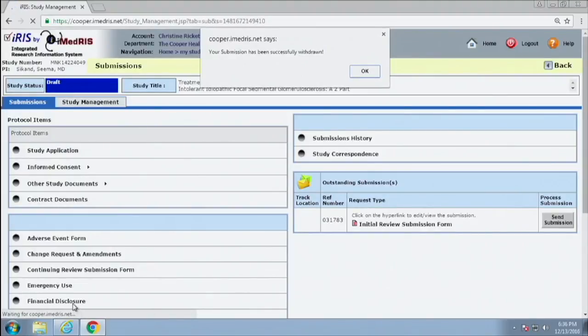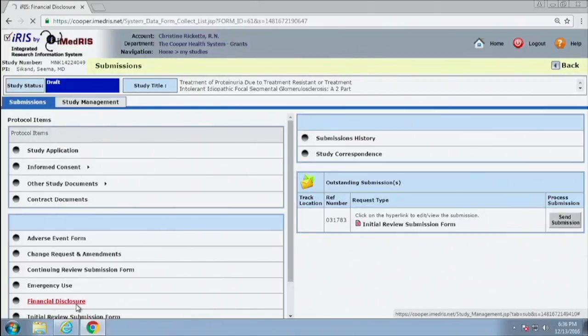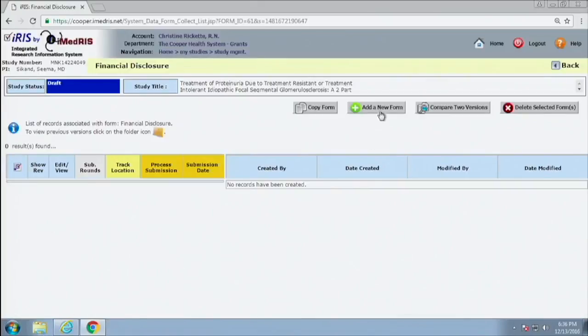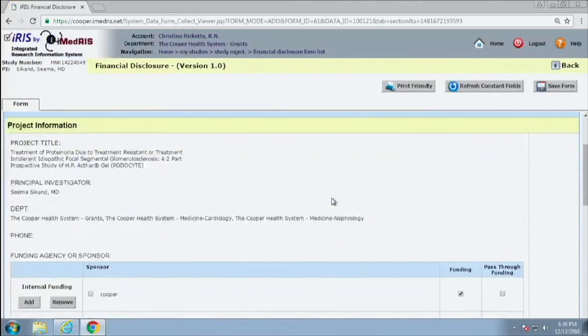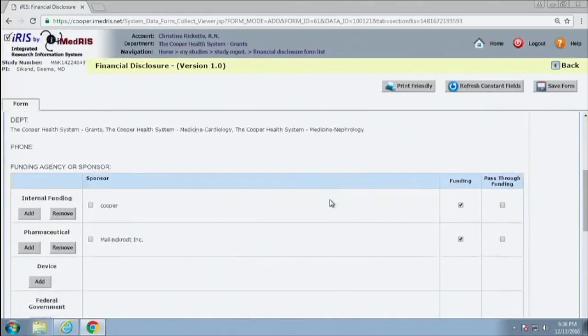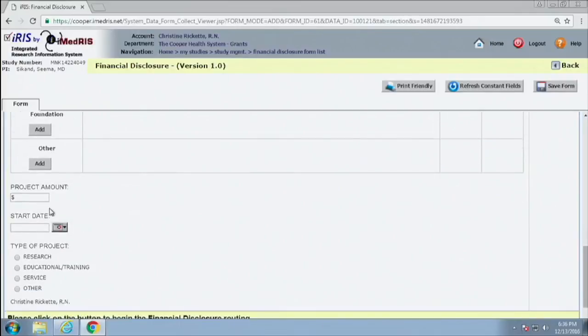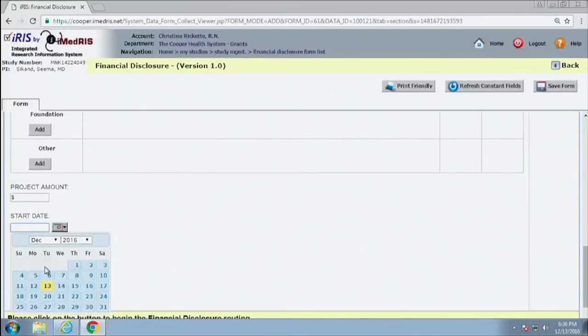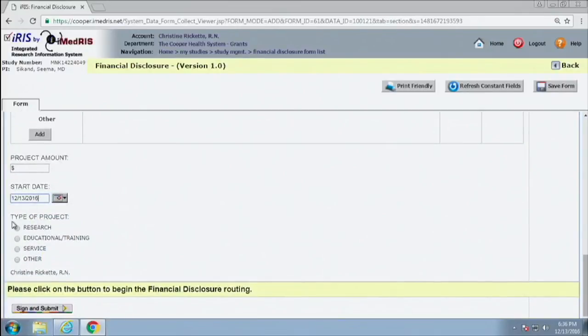I could show you the financial disclosure real quick. It's right here on the screen. Over here, we just add a new form. It's already loaded with the information from your application, the funding, the start date. I would put it as today when you're signing off. Research, sign and submit.